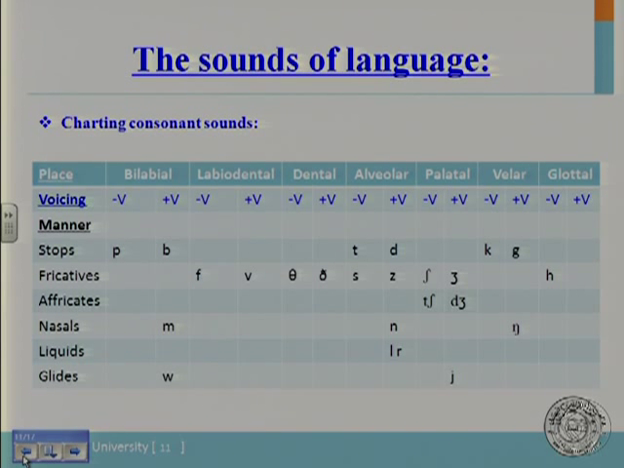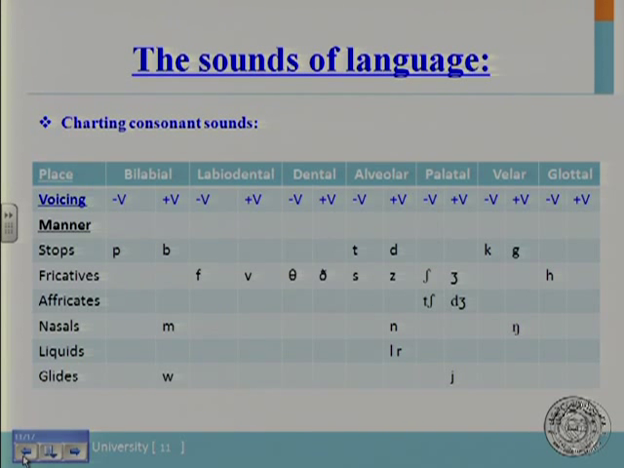The second place of articulation is labiodental. Now, for bilabial, in the voiced group, we also have m and w. M is a nasal sound. It is a voiced sound. And w is a glide. It is also called a semi-vowel, but here we just give the name glide. And it is also a voiced sound.